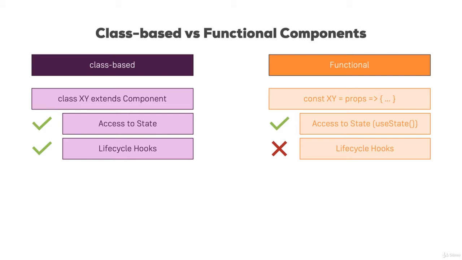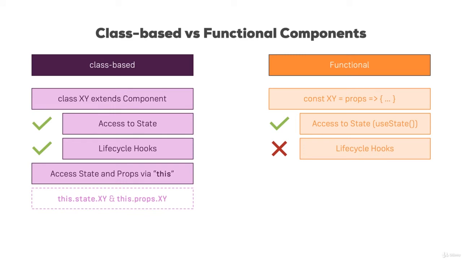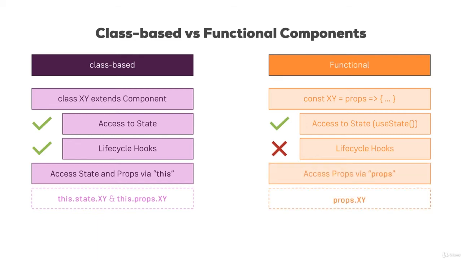Now, regarding the way we access state and also props, it's important to know that in class-based components, you need the this keyword, because state and props are properties of the component class. And we haven't used this.props yet. We'll do so in this video still, but just keep that in mind. You need the this keyword there. In functional components, you get props as an argument, and therefore you can just use it like a normal variable in your function.